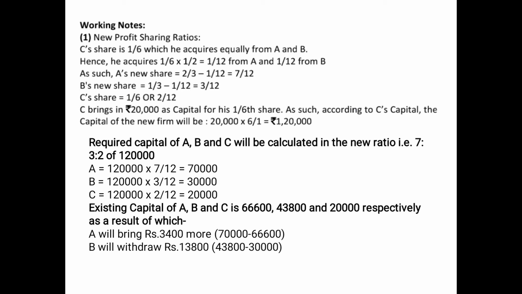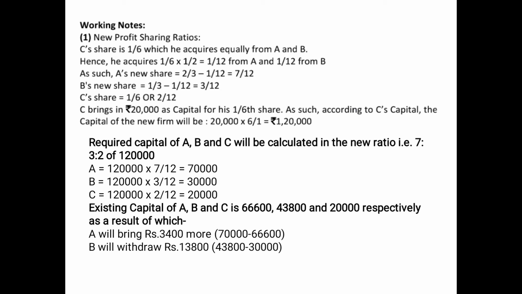Now step number 4, you will compare the required capital with the existing capital. So the required capital of A is 70,000, whereas the existing capital is 66,600. That means there is a deficiency of 3,400 which will be brought in cash by A, and the entry for this will be bank account debited to A's capital account 3,400. It will increase his capital balance, therefore it will be shown on the credit side of his capital account as by bank account 3,400.